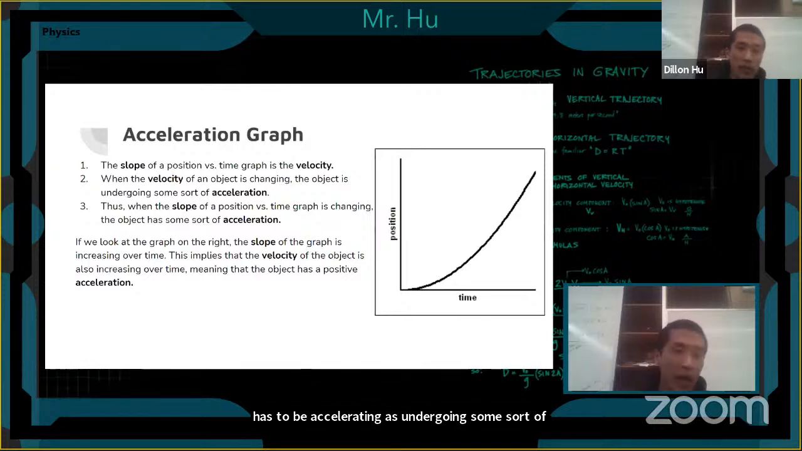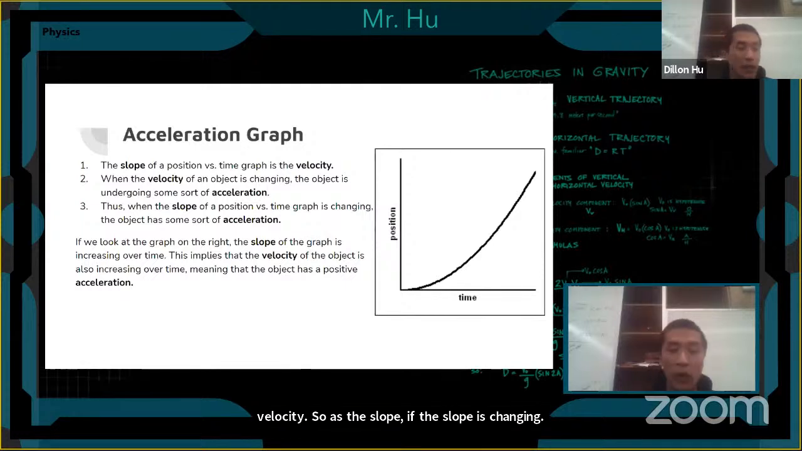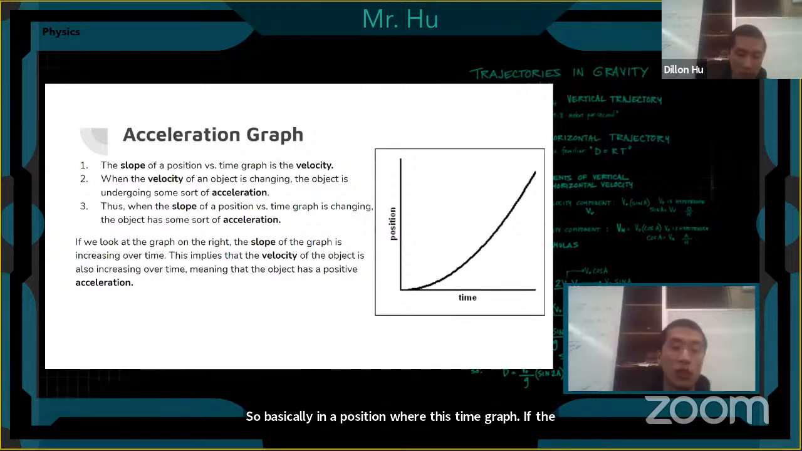If we combine the first two ideas, what we get is the third idea. When the slope of a position versus time graph is changing, that means that the object has some sort of acceleration. This is because the slope of a position versus time graph is the velocity. So if the slope is changing, that means the velocity is changing, which means that the object has to have some sort of acceleration. Basically, in a position versus time graph, if the slope is changing, that means there is some sort of acceleration.